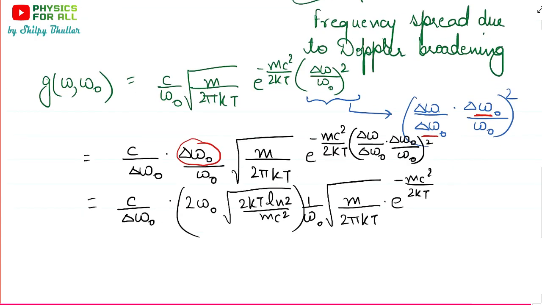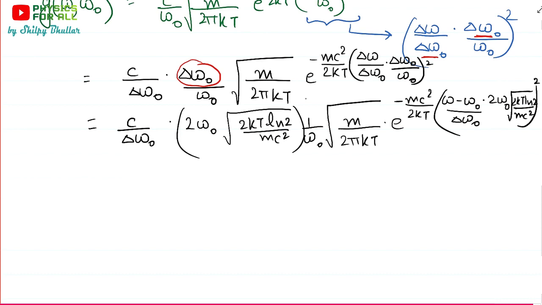So for delta omega, I can write omega minus omega naught upon delta omega naught, and here 2 omega naught under root 2kT ln 2 by mc square, whole square. It's kind of a lengthy expression, but we have substituted only for delta omega naught in the numerator. I have not changed the denominator. Delta omega naught we have both in the numerator as well as in the denominator, but I will only substitute for the numerator part.